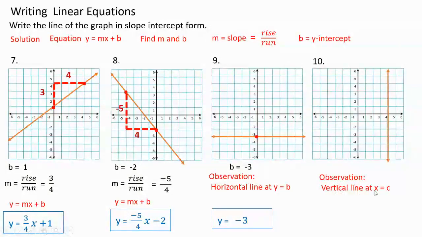So the observation was a vertical line at x equals c, right? So x equals 4. That's going to be my answer.